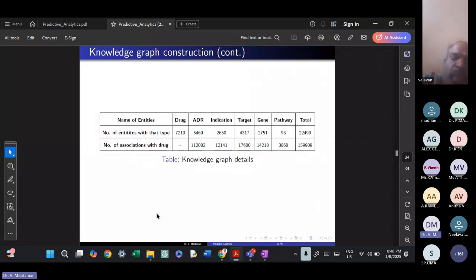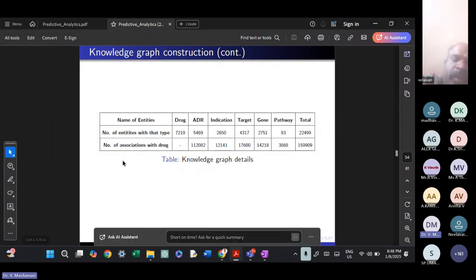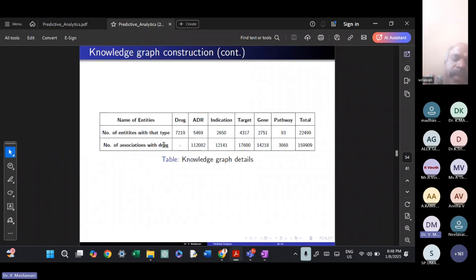So the database details are given here. The number of drugs used is 7,219, and the number of ADRs reported in the database is 5,469. Indications this much and this much, target this much, and so on. And the total number of entries is 22,499, and the number of associations with drug, right?